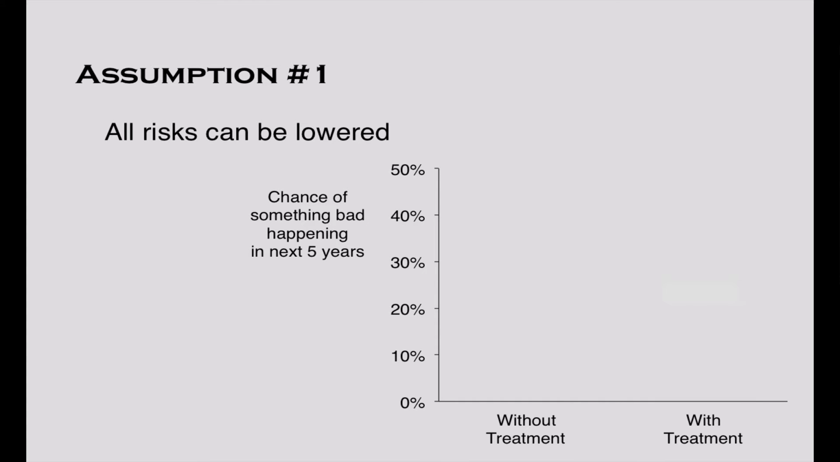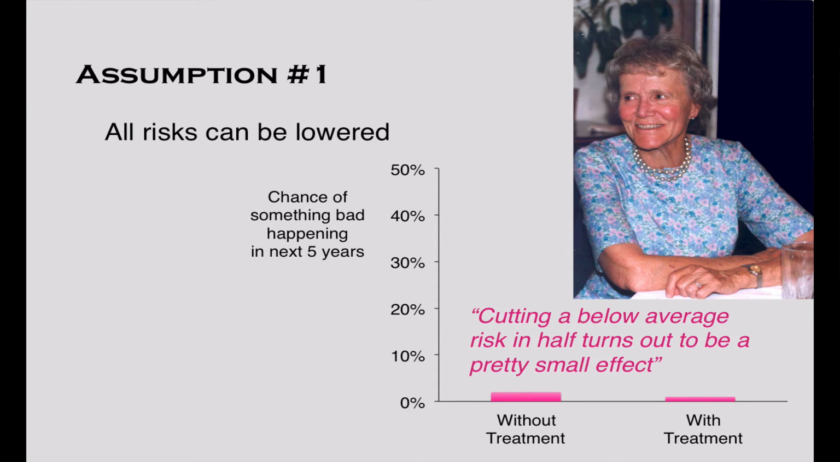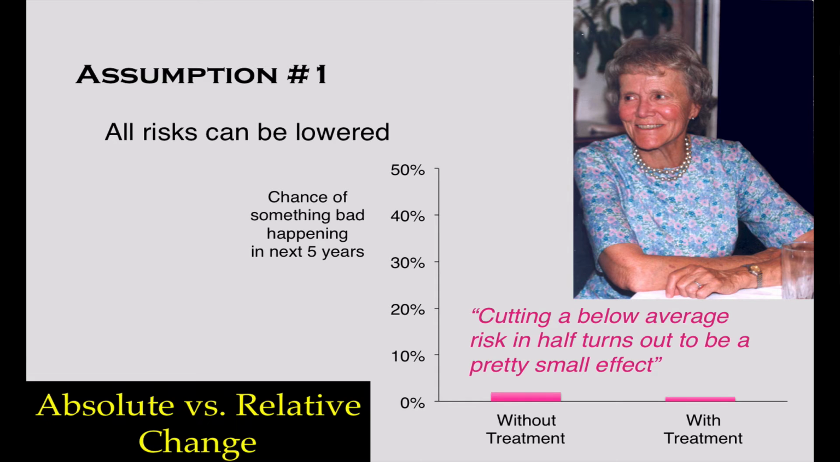But most of us are not at very high risk. Our chance of something bad happening in the next 5 or 10 years is maybe 2 or 3%. It's hard to lower an already low risk. I bring this up in the context of my mother, where I write, cutting a below average risk in half turns out to be a pretty small effect. That sentence is alluding to the distinction between absolute versus relative change. If you can do subtraction and you can do division, you'll understand the distinction.